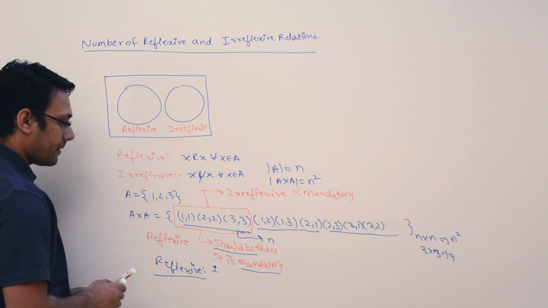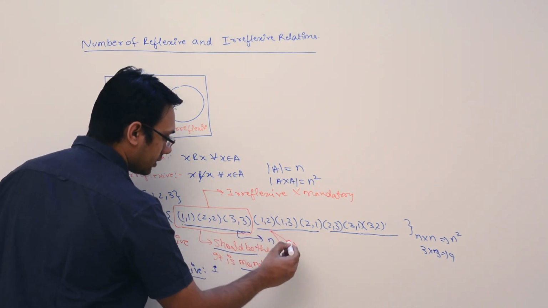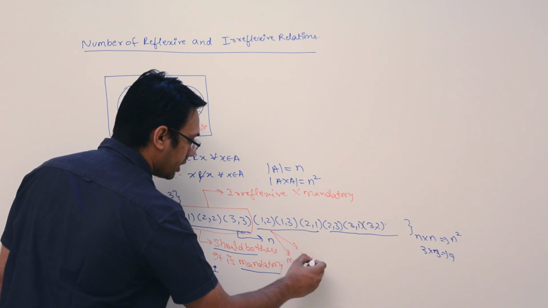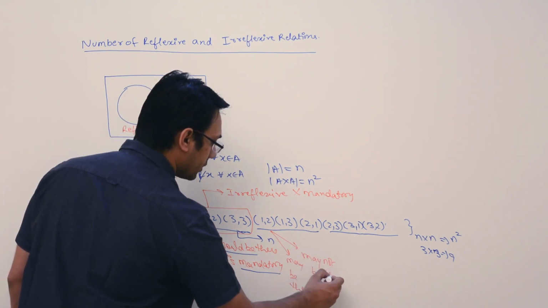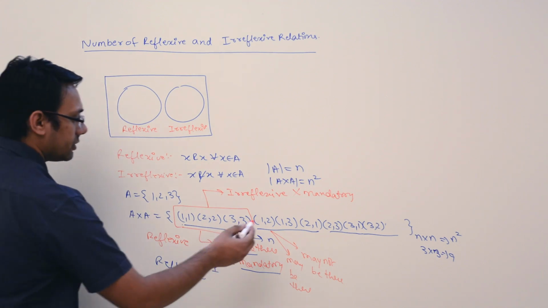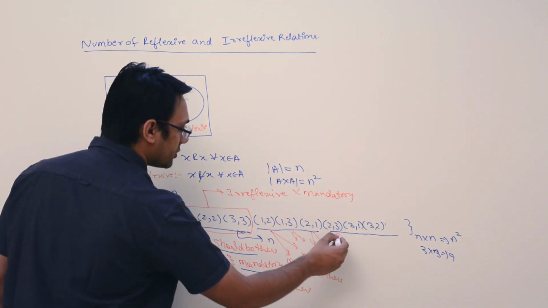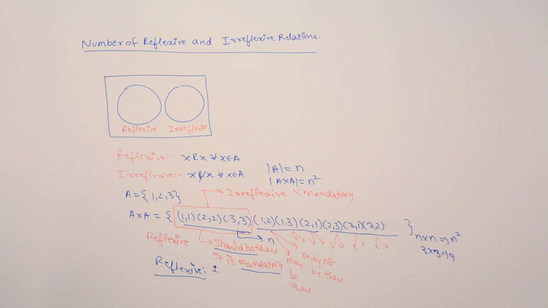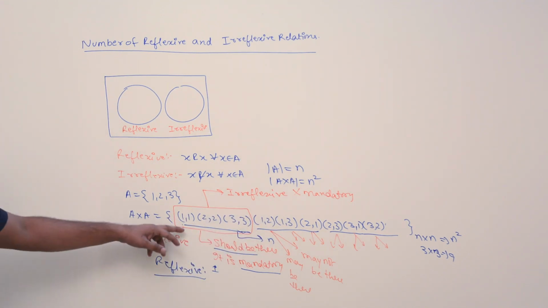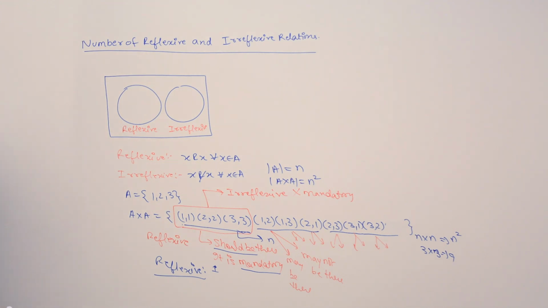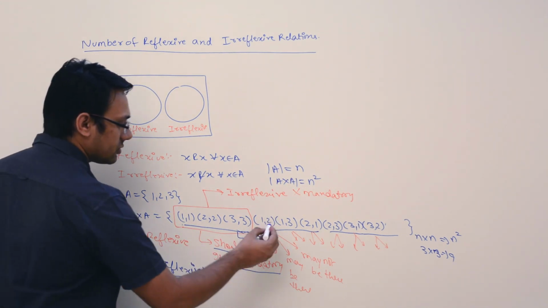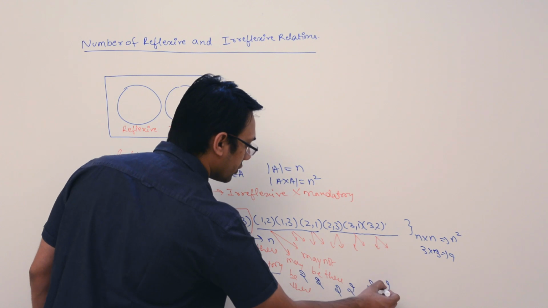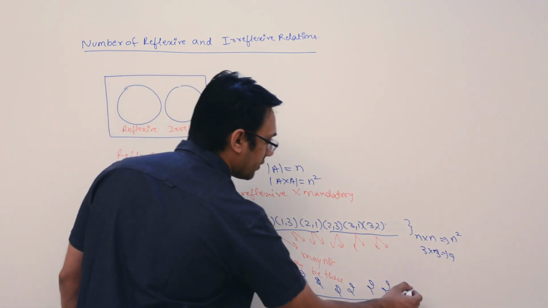Now for the remaining pairs, for this pair we have two choices. It may be there or it may not be there. Again, for this element we have two choices. For all these elements we have two choices, and for these diagonal elements we have only one choice. So if we see the number of reflexive relations, for all these elements we have two choices: 2 cross 2 cross 2 and so on. So how many choices are there? 2 raised to power 6 in this case.